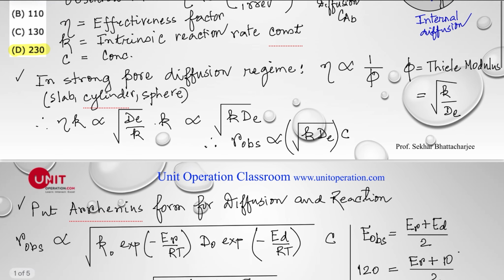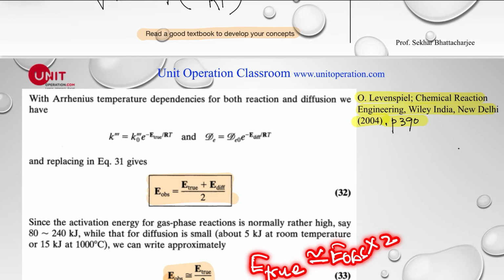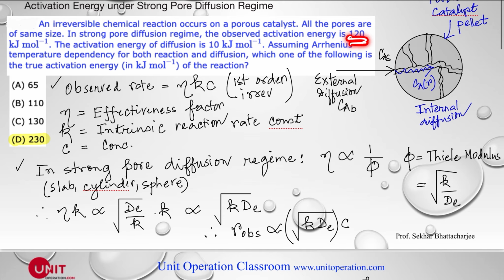And if we take E true divided by 2, so E true is going to be approximately equal to E observed multiplied by 2. E observed is 120, so 120 multiplied by 2 would have been 240. But if you do the exact calculation, we found D. So D is of course the correct option.